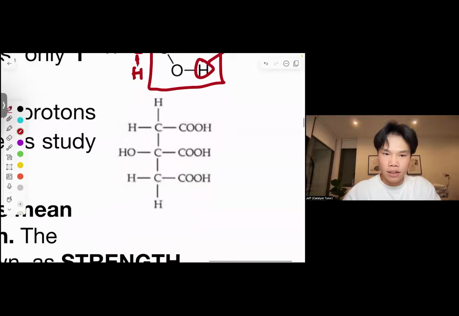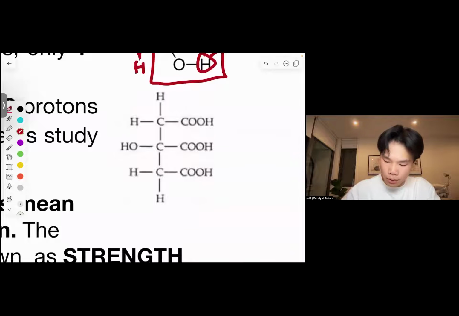In citric acid, this is what it looks like. We have 3 carboxyls, and each one can lose a hydrogen each. We cannot lose the hydrogen from OH, that is a stable bond there, but each of these can go, and that's why citric acid is triprotic.